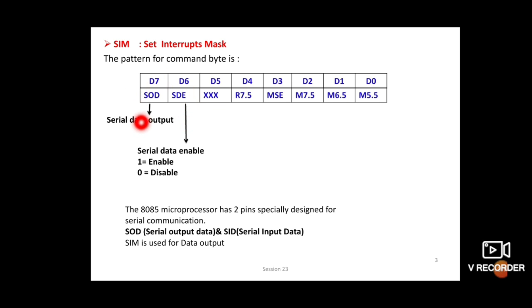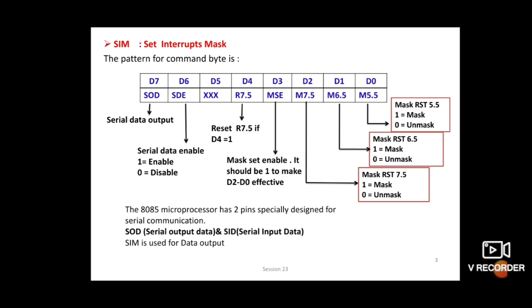It means the first two pins, the SOD and SDE pins, are used for serial communication. Understood, student? Don't forget that. But if 0 is there, then this is deactivated, meaning we can't transfer the data through SOD to the output device. But if 1 is there, then the SDE pin is activated. Okay, understood, student? Now see one by one what are M5.5, M6.5, M7.5, MSE and R7.5.